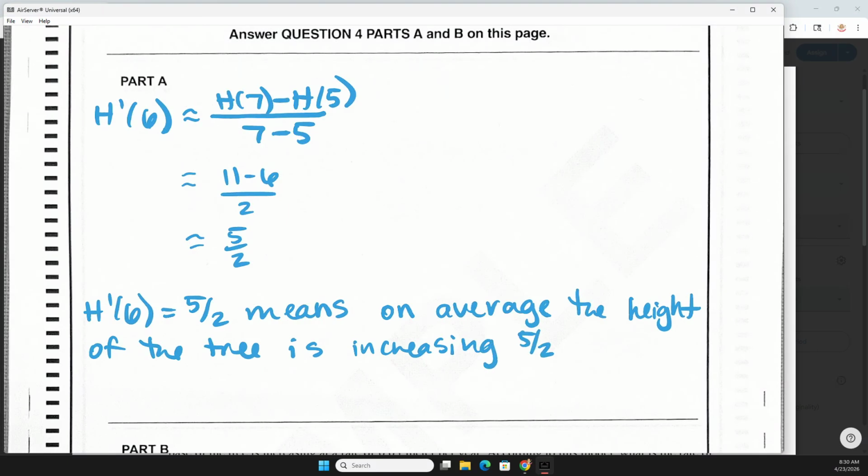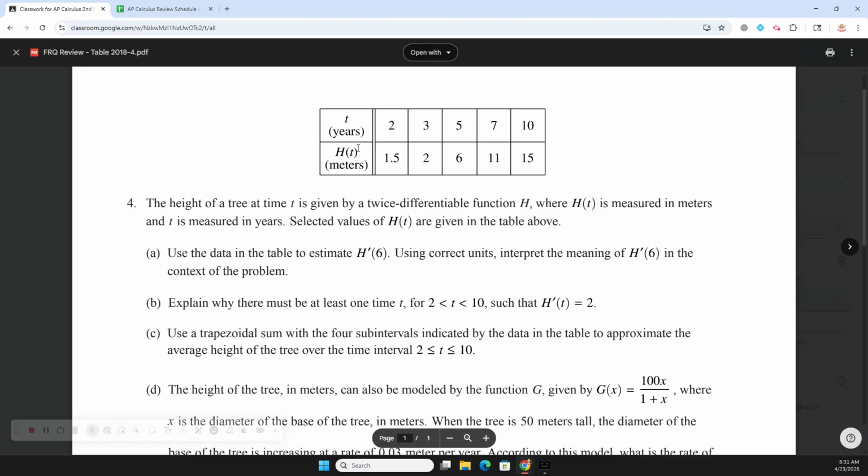5 halves. And then we need to do a unit. It started off as meters, and then the independent variable was time in years, so it's going to be meters per year. And then we need to do a time, which is at t equals 6 years. So don't forget, when you do a derivative, for your units, you take the dependent unit, which is meters, and divide by the independent unit, which is years.